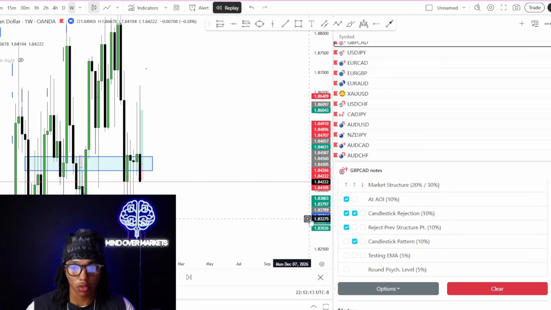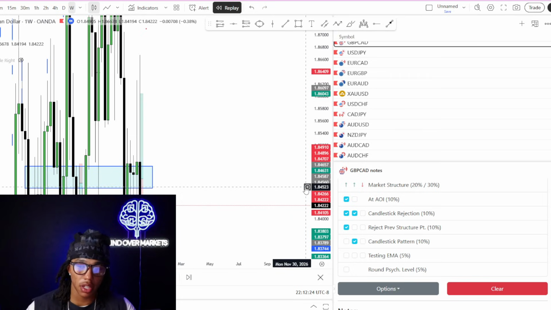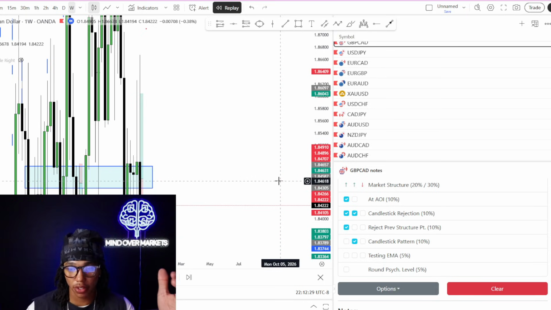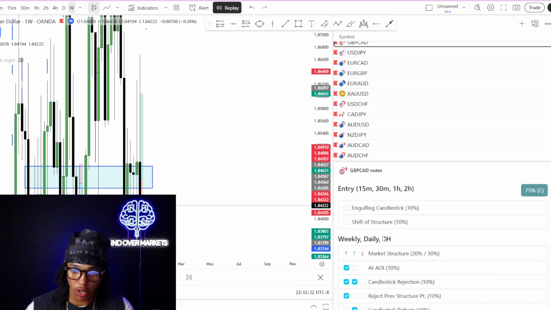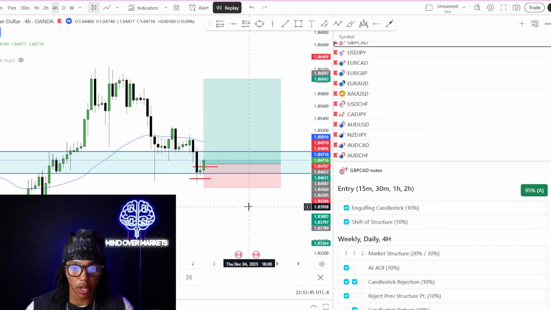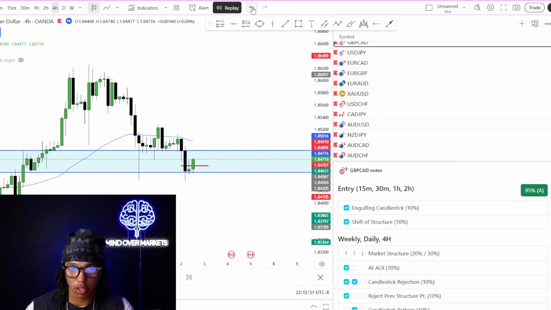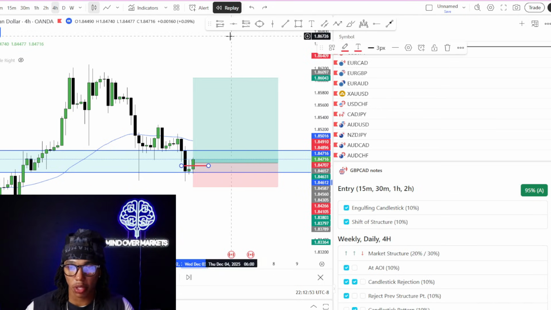And then the round psychological level. Okay, we have a round psychological level of 1.845000. And if this number is anywhere in intervals of 500 inside the area of interest, and it's inside the area of interest, then we put that on our grade. And then we got the shift of structure with engulfing candlestick. As you guys can see, that puts us at a 95% on this trade. So now that we graded it, we know it's an A trade setup. Now all we do is enter the trade because it obviously follows our plan. And let's watch it play out.